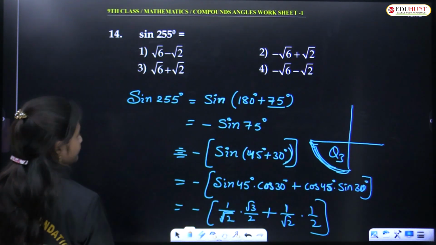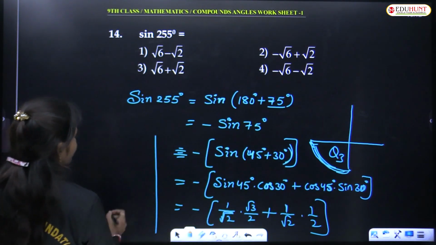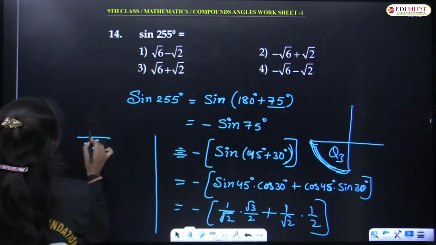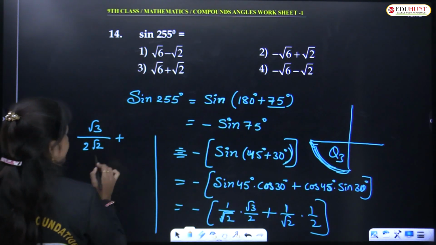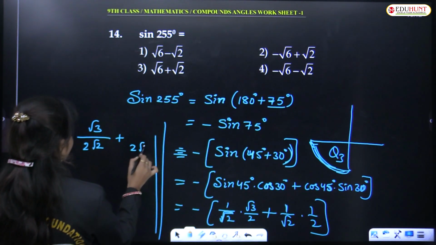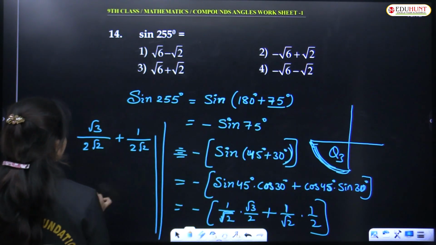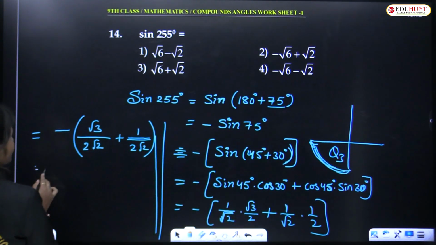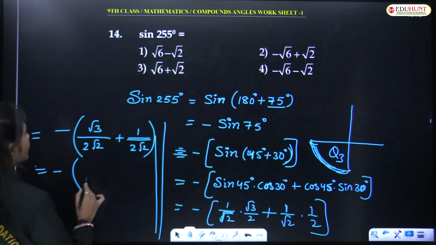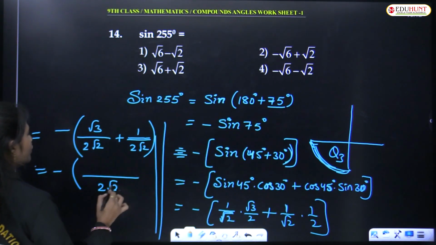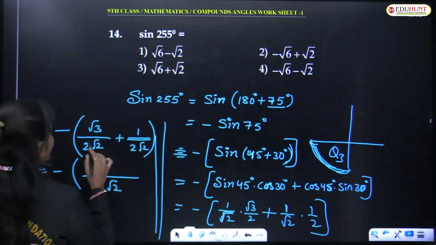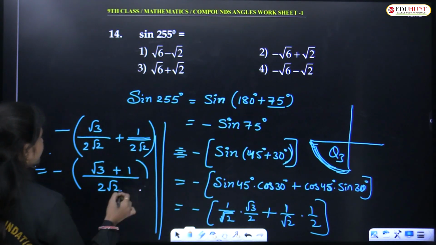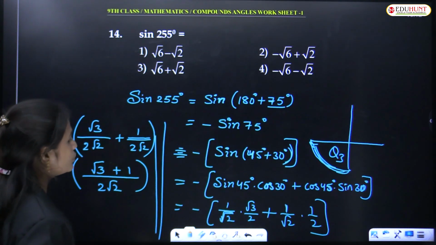Now simplify that. Here root 2 into 2 is 2 root 2. So 1 into root 3 is root 3, plus 1 into 1 is 1. Minus of, which is equal to minus of, again here those two have the same denominators, no? That is 2 root 2. And here we have to add the numerators: root 3 plus 1 by 2 root 2.